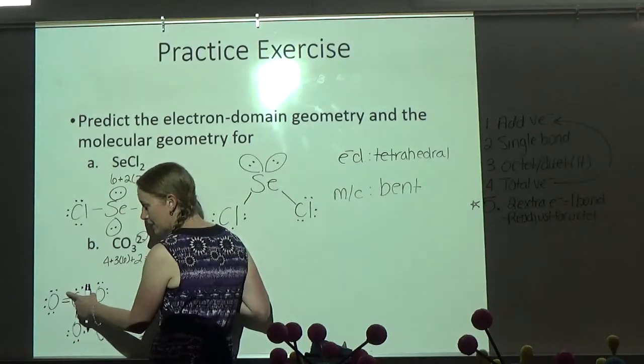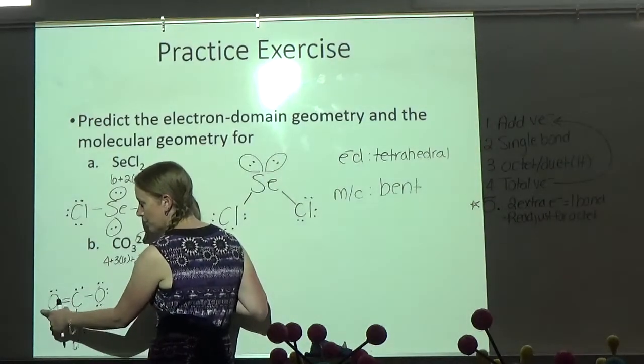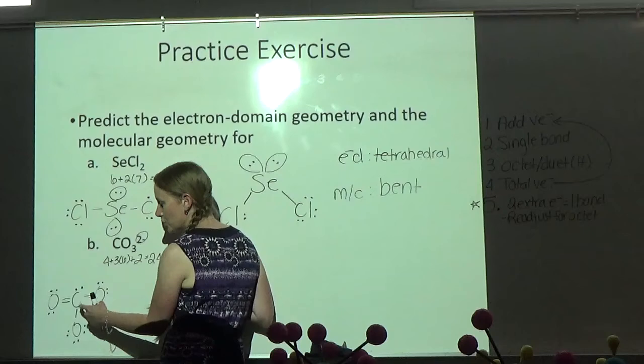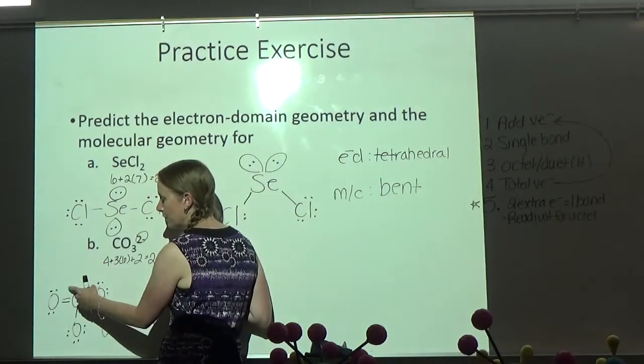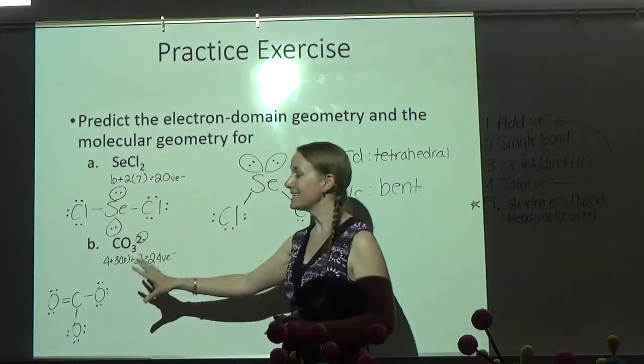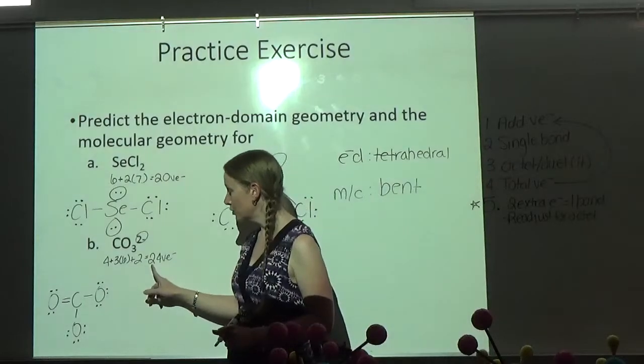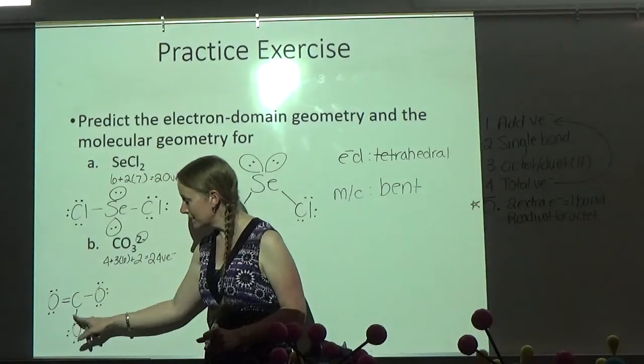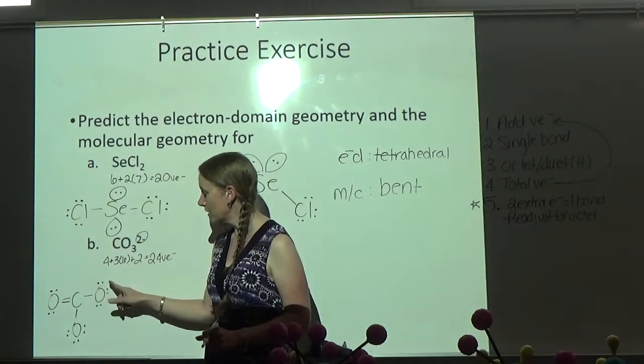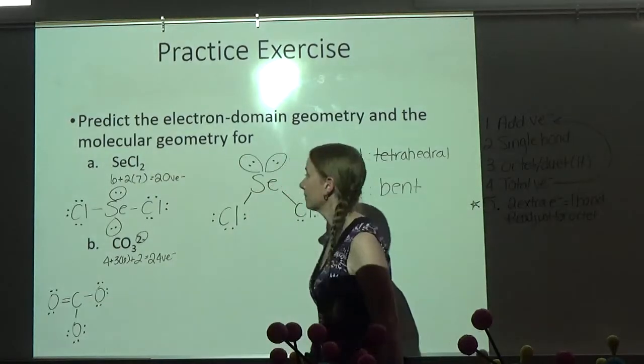So this oxygen has 2, 4, 6, 8, 10, so I'm going to remove 2. This carbon has 2, 4, 6, 8, 10, so I'm going to remove 2. And so this is what it's going to look like, because I'm allowed 24: 2, 4, 6, 8, 10, 12, 14, 16, 18, 20, 22, 24.